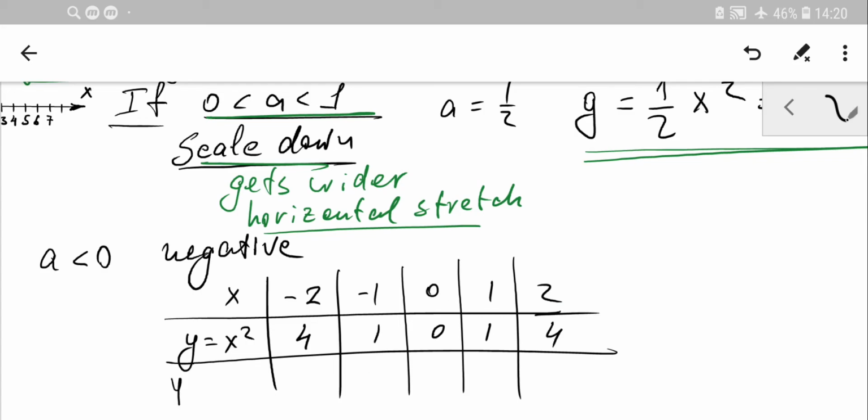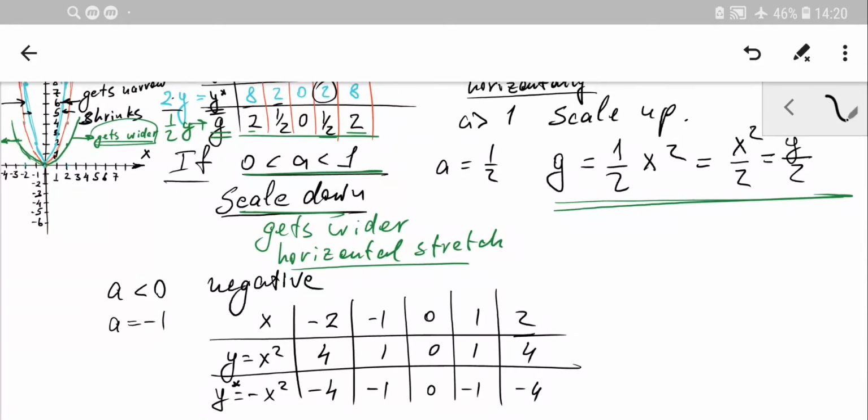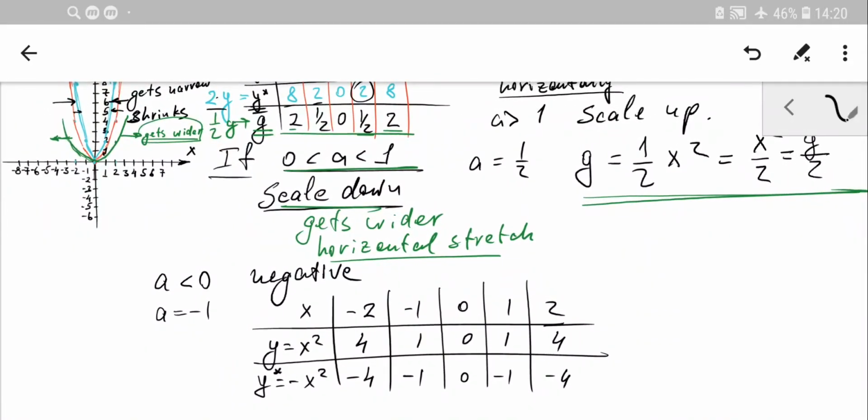Okay, and we have, let's say, a equals -1. Let's see what will happen in this case. We'll have minus x squared for a new function y star. So simply, we just put the minus before the values. Okay, -4, -1, 0, and again -1 and -4. So what will happen? Instead of positive values, they have the same but negative values.